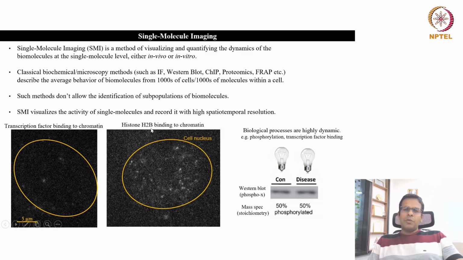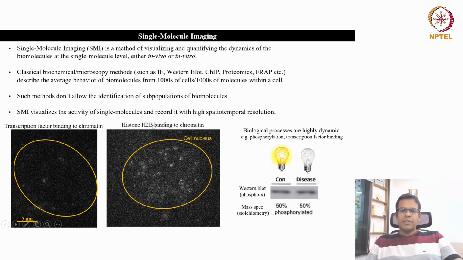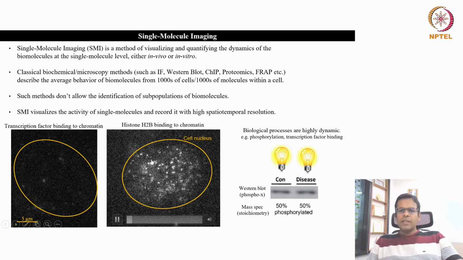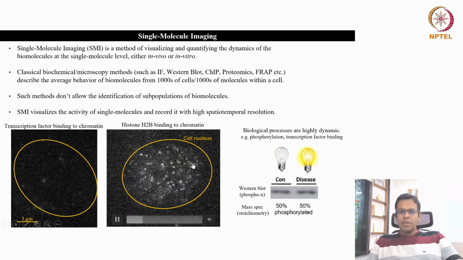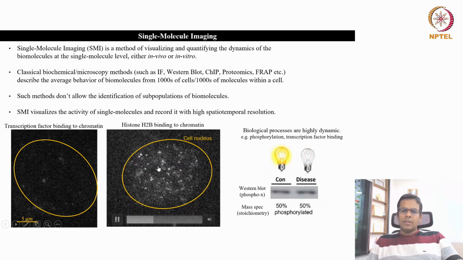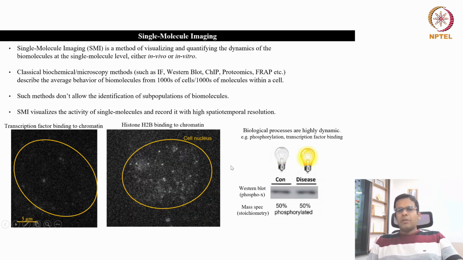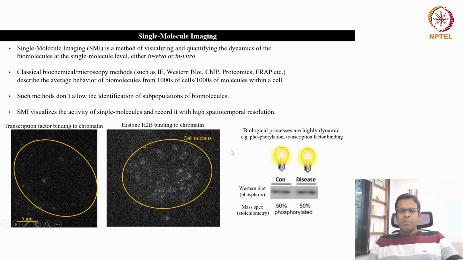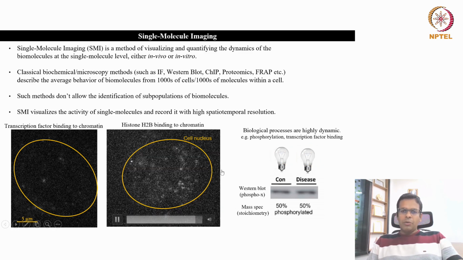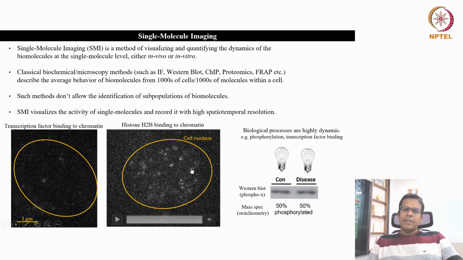Histone H2B is generally considered chromatin bound because it's a histone protein. So you can see some of the molecules are stably bound, but some fraction is also diffusing. Using this method, you can visualize any protein at the individual molecule level and quantify its dynamics: what fraction is bound, what the diffusion coefficient is, or what the mean square displacement is.